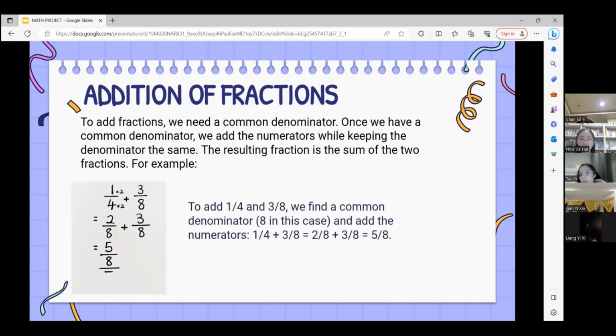For example, to add 1/4 and 3/8, we find a common denominator, 8 in this case, and add the numerators. 1/4 plus 3/8 will become 2/8 plus 3/8. The answer will become 5/8.